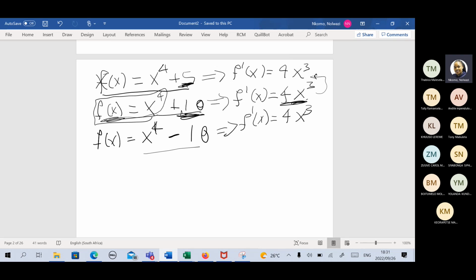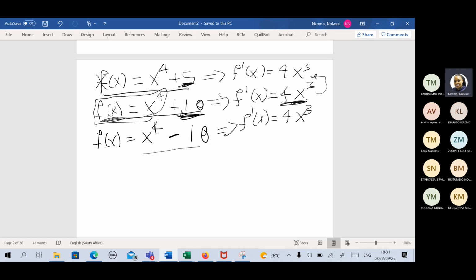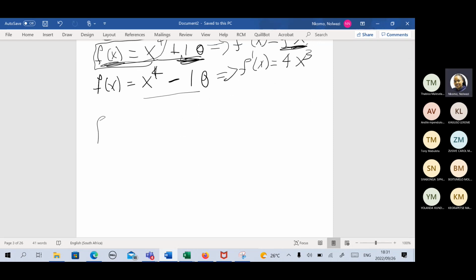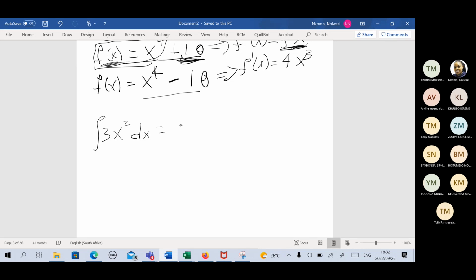But in other books, they do use another constant. But as long as the constant is added at the end of the integration, that constant is called the constant of integration. Okay, for example, let's say you are asked to integrate 3x squared dx. Remember, you need to add 1 here, right? Meaning we have 2 plus 1.